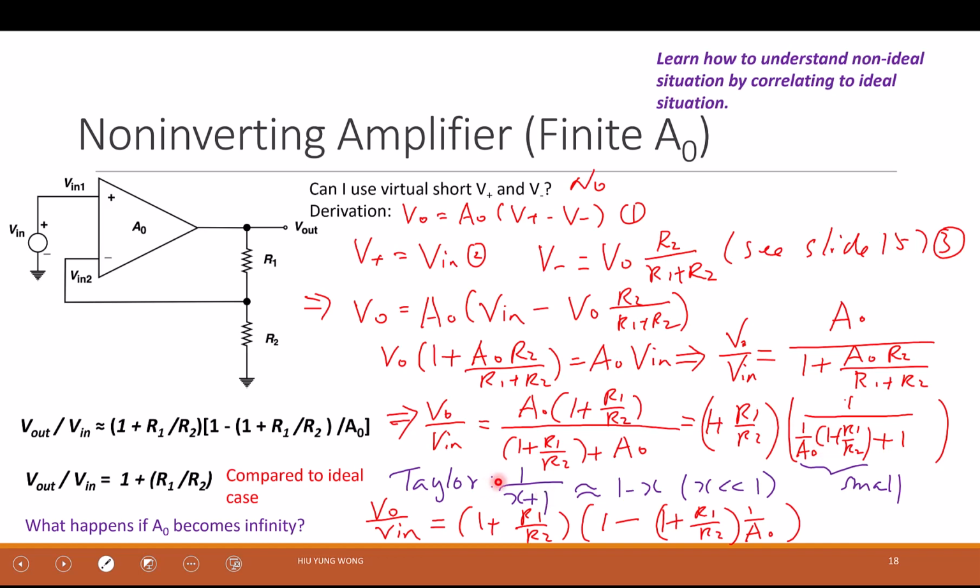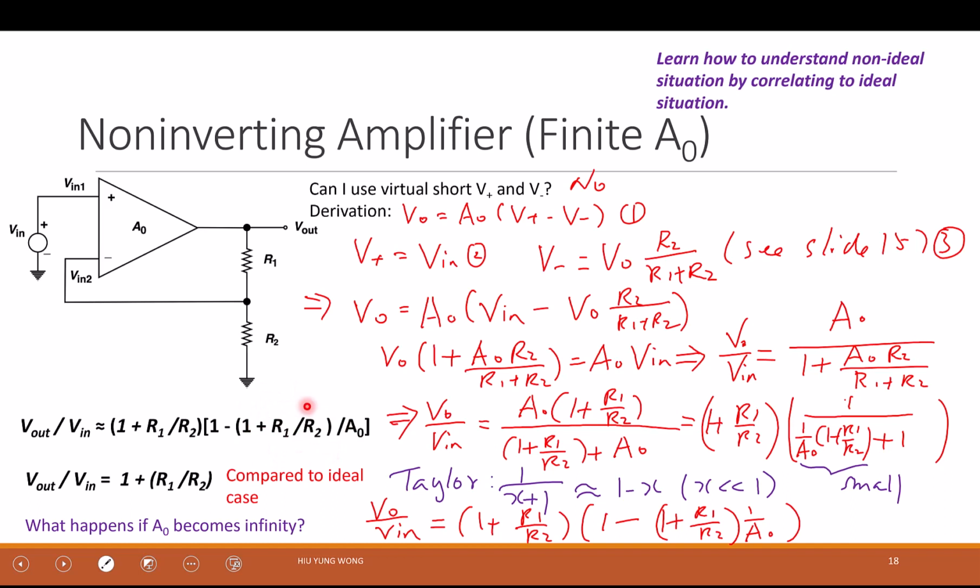By doing this, I'm able to transform this complicated equation to something that can give me insight. That is, when the gain is infinity, it is 1 plus R1 divided by R2. When the gain is not infinity, it is 1 plus R1 divided by R2, the same, but times 1 minus something. If this thing is 0, then I have the same result, right? When is it 0? When A0 equals infinity, right? When A0 equals infinity, this is 0.